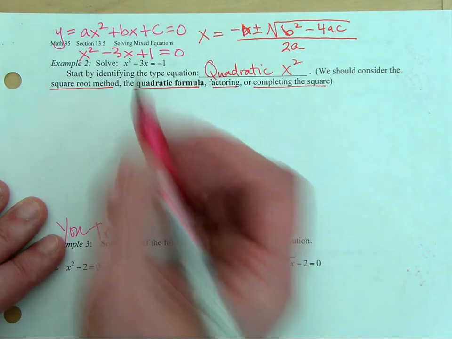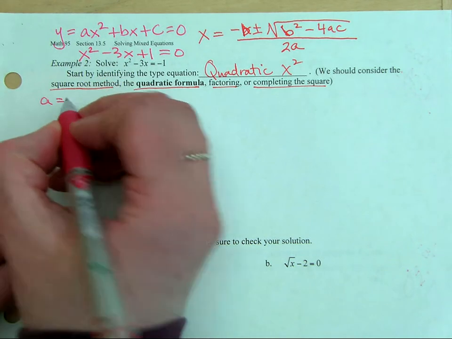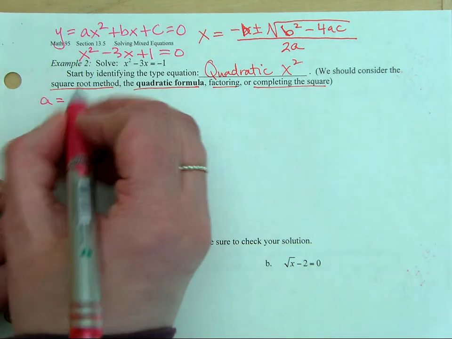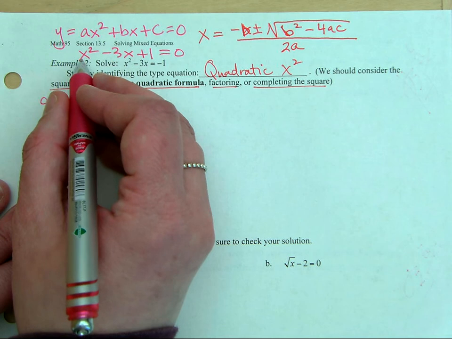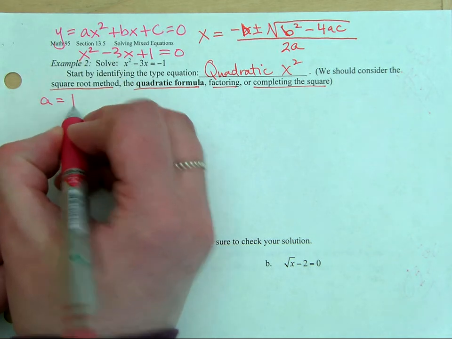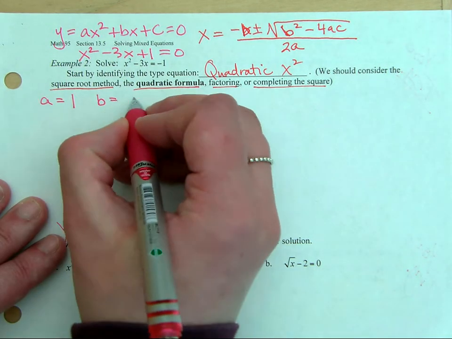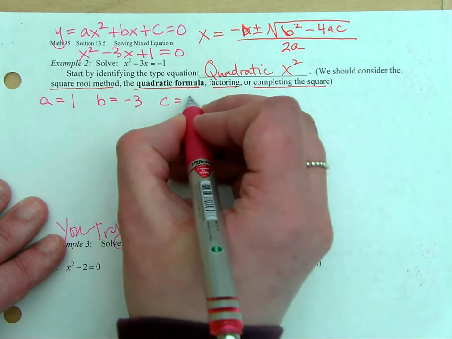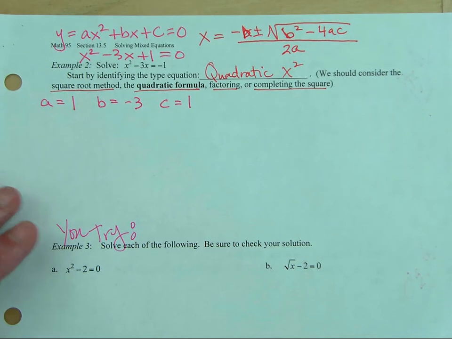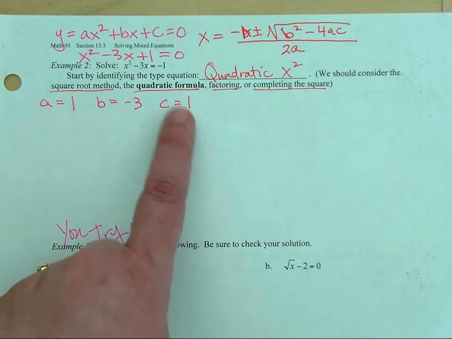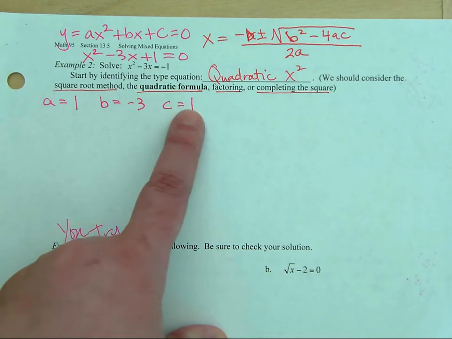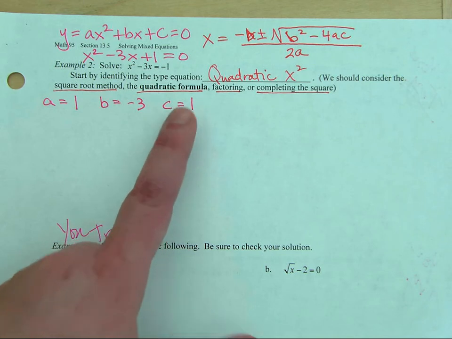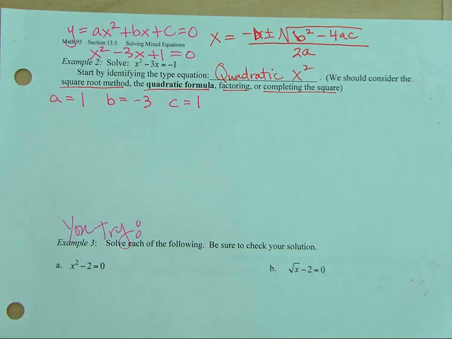That allows us to get our a, b, and c. A is equal to what? It's the coefficient of x squared. What's the number in front of x squared? 1. B is equal to negative 3. And c is equal to 1. And that's important because with that sign change, a lot of times people will forget to add the 1 to both sides, so they'll use a negative 1. That's going to give them the wrong answer. You don't want that. Don't do that.